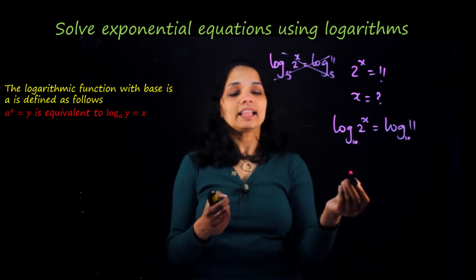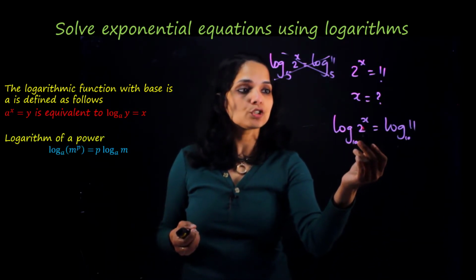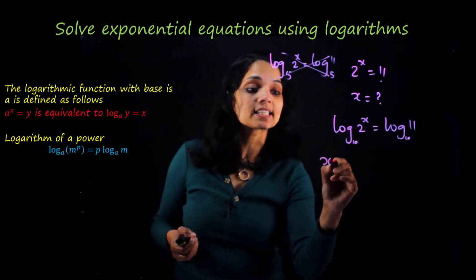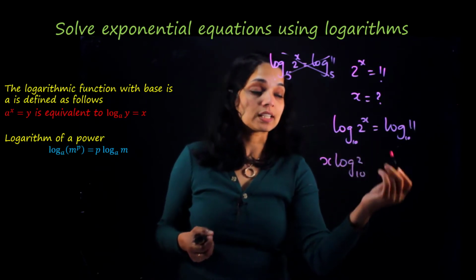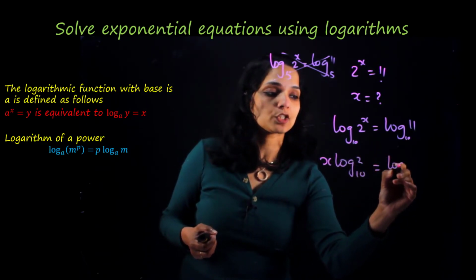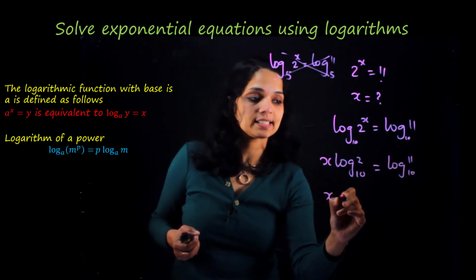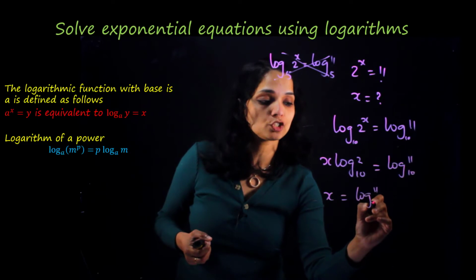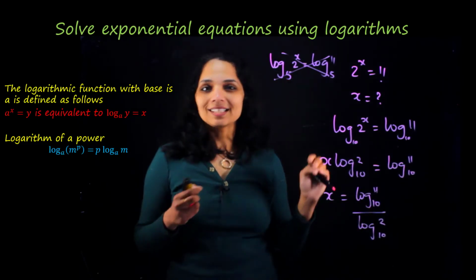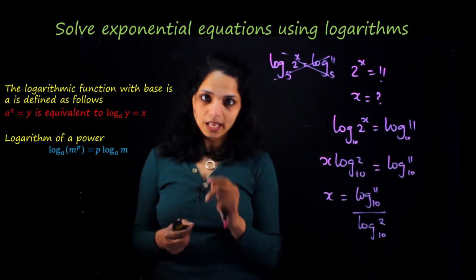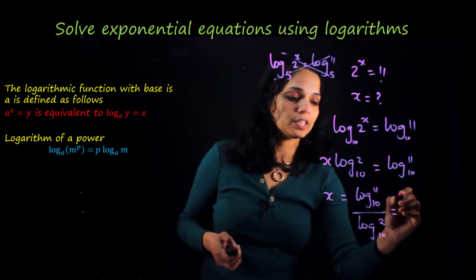Once we get that, we're going to use the power rule. The power rule says log 2 to the power x can be written as x log 2, keeping the same base, whatever base it has, and that equals log 11 to the base 10. And now x is nothing but log 11 to the base 10 divided by log 2 to the base 10. So this is the same thing that we got in the previous method as well.